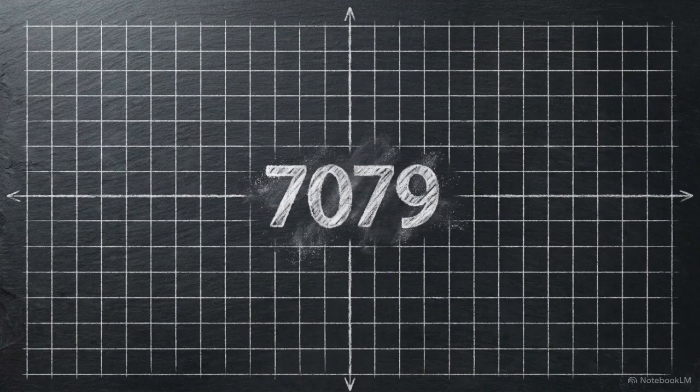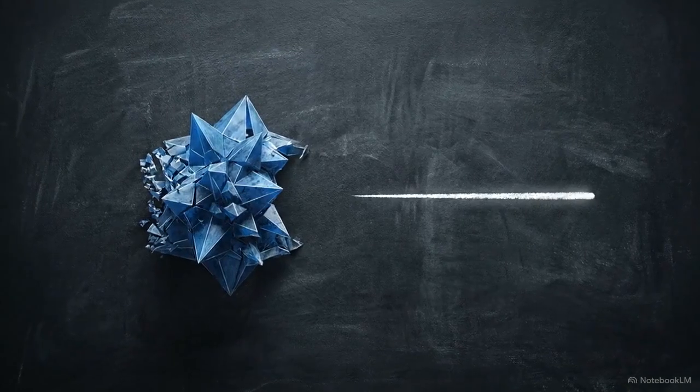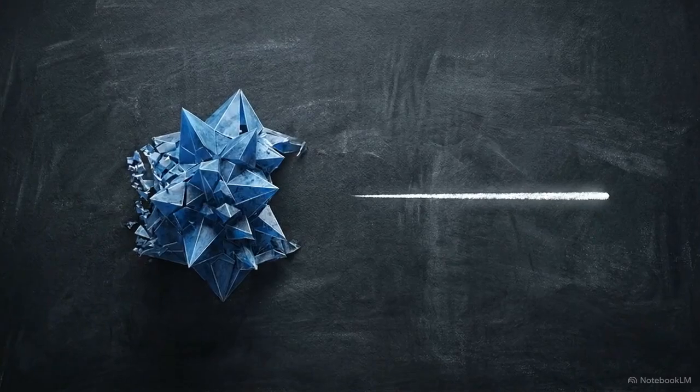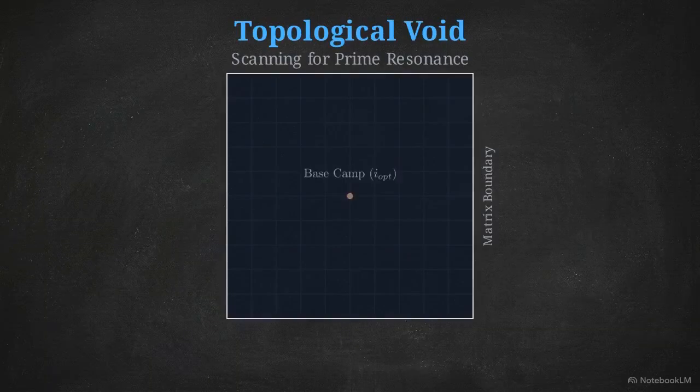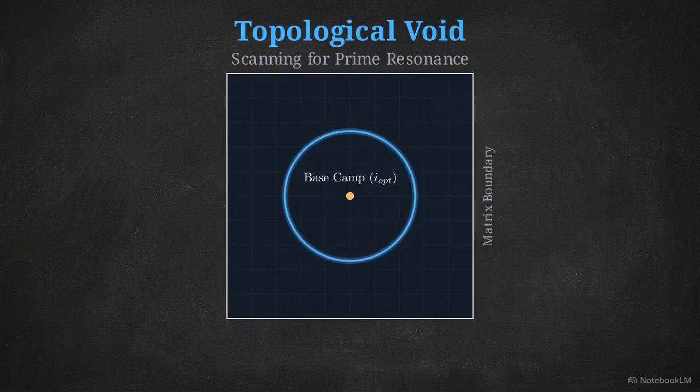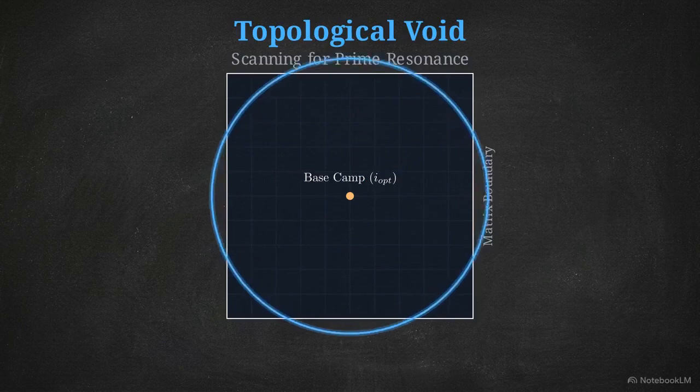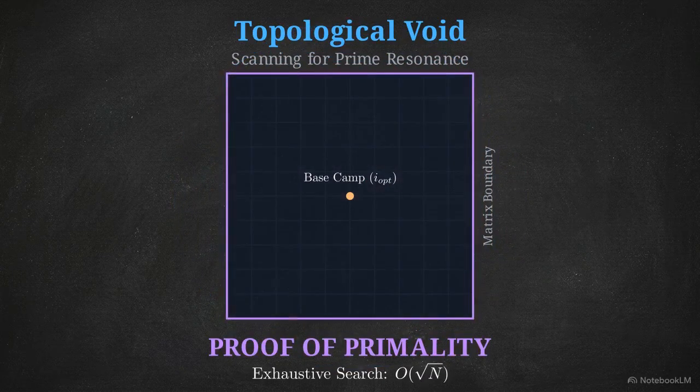We must consider the algorithm's limit. What happens if the target is a pure prime number? A pure prime number has absolutely no internal resonance. In the absolute space matrix, it appears as a complete topological void. Without resonance to guide it, the probe must scan backward from the base camp to the very edge of the matrix to prove that no factors exist.